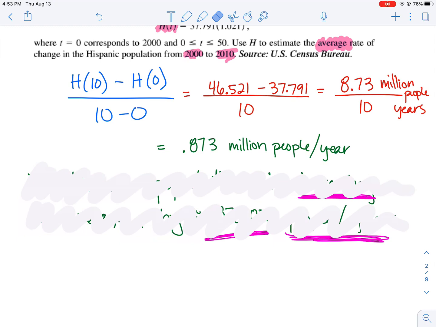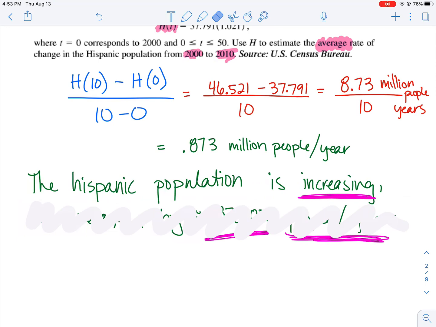So in this case, we would say that the Hispanic population is increasing. Well, how did I know it was increasing? Well, because this is positive. I know then that the population is growing or going up. If it were negative, then I would say the Hispanic population is decreasing. So because my answer is positive, I know that the situation is going up, whatever it might be. In this case, the Hispanic population is increasing. So that's one key thing that I'd like you to be able to interpret in your sentence.